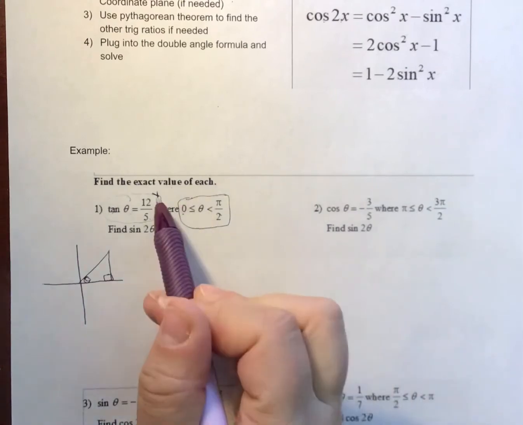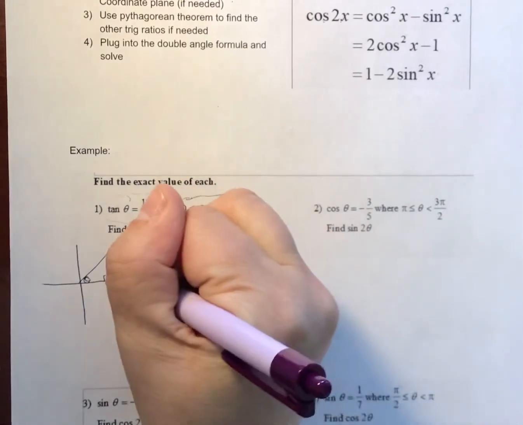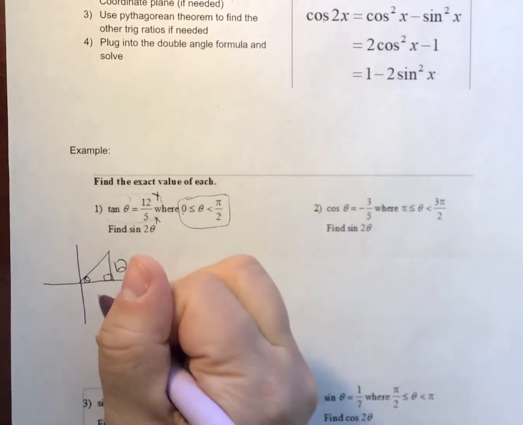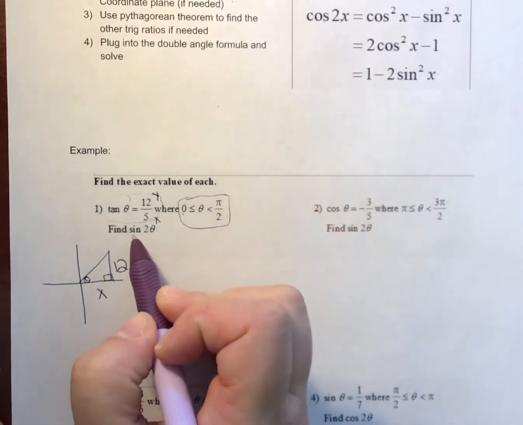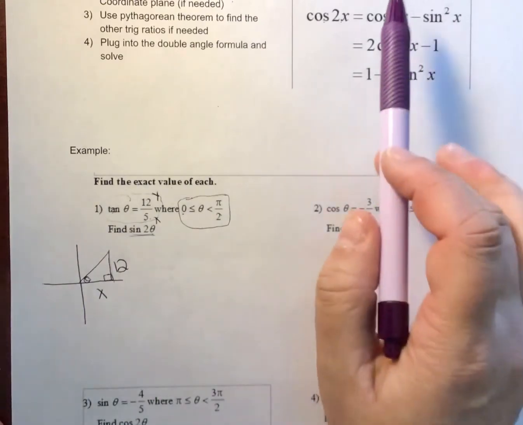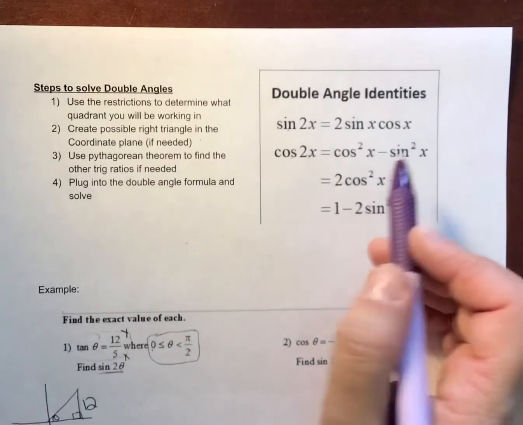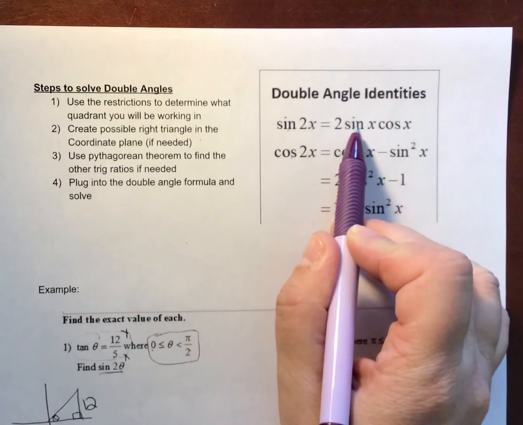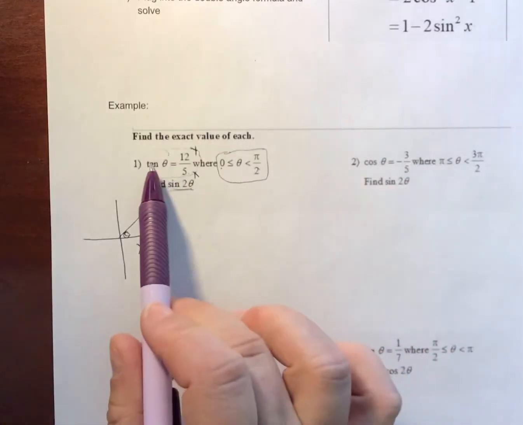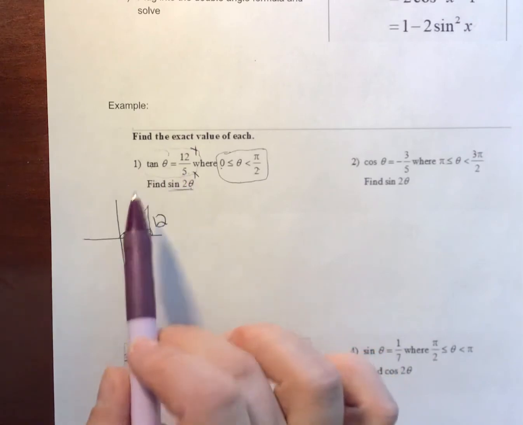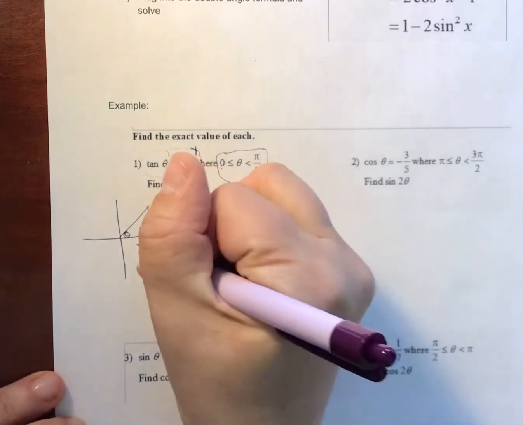So in this case, your y would be 12. Your x would be 5. So now, before we do any work to do the Pythagorean theorem, let's see if we need it. We are finding sine of 2 theta. If we're finding sine of 2 theta, or double angle of sine, we need to have the sine ratio and the cosine ratio. Right now we only have the tangent ratio, so we will have to do the Pythagorean theorem. Oh, sorry, this should have been a 5.